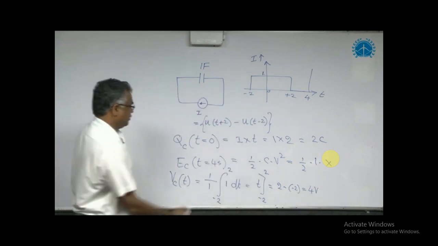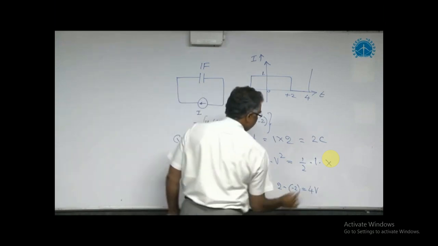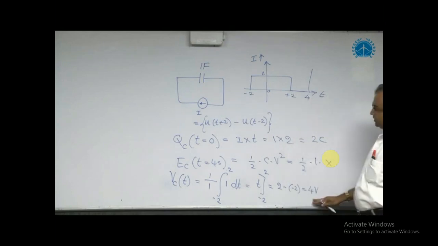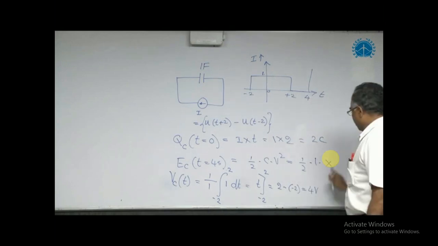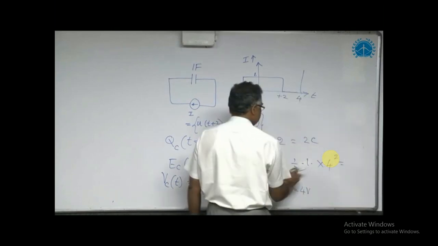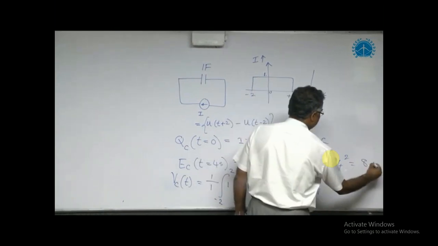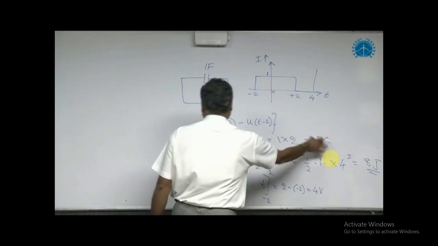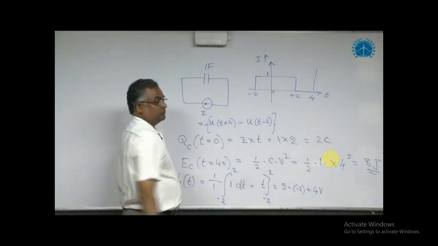At t equal to plus 2, the capacitor has a voltage of 4 volts. At t equal to 4 also the same voltage, it remains the same. Now substitute this 4 here, 4 square, 4 square 16, 16 by 2, 8 joules. This is the energy in the capacitor, this is the charge in the capacitor at t equal to 0.